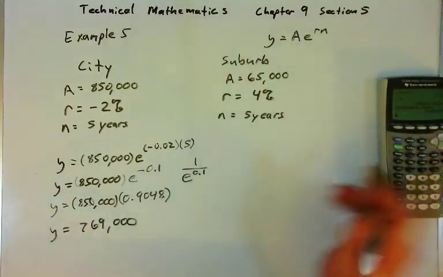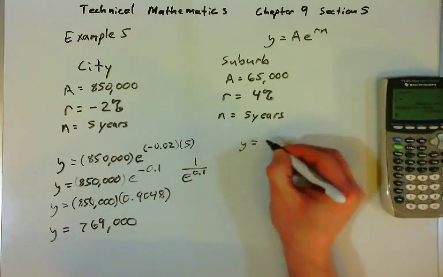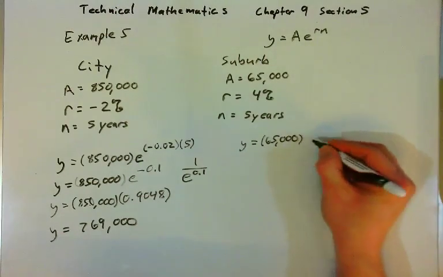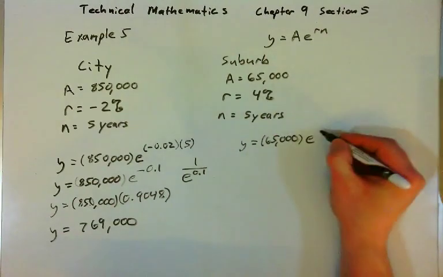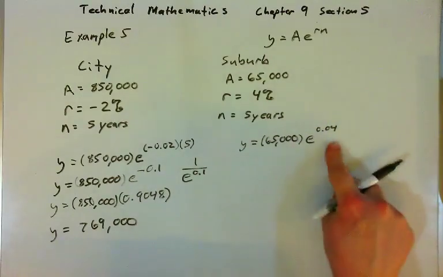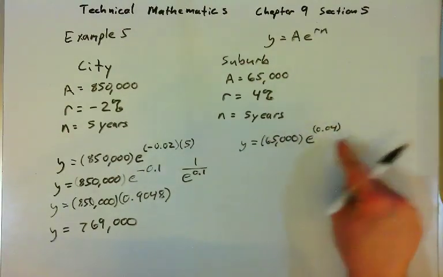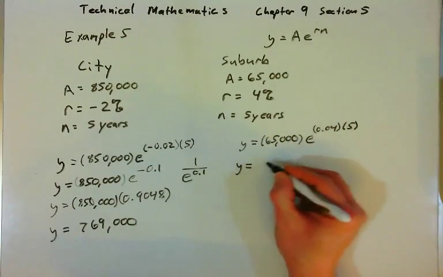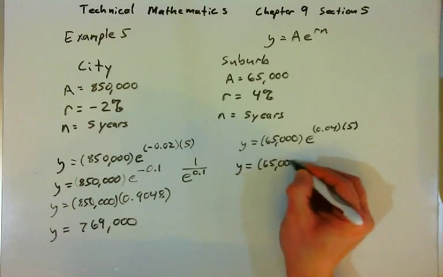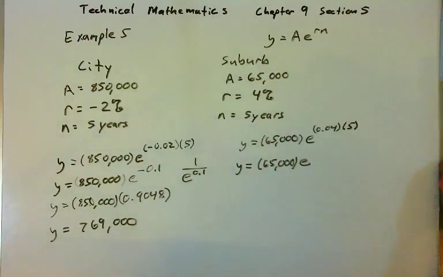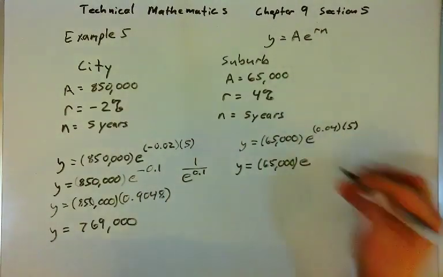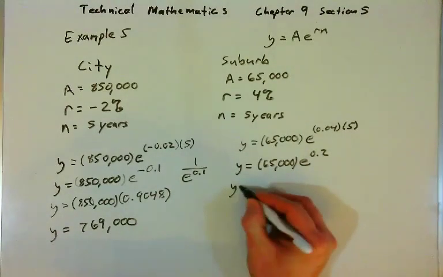Now we'll work out the problem for the suburb. Same problem, y equals 65,000 times e to the r, which again I need this to be in a decimal form instead of a percentage, so 0.04, times the time that has passed, which is 5 years. And so 65,000 times e, work out the exponent first. We have 0.04 times 5, which is 0.2. The exponent will be 0.2.